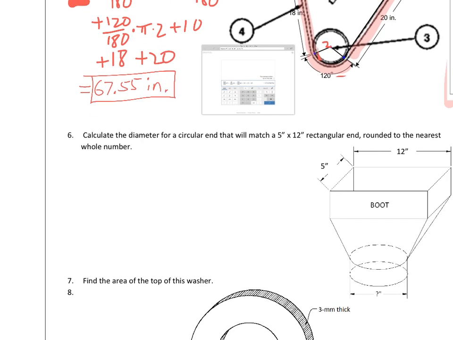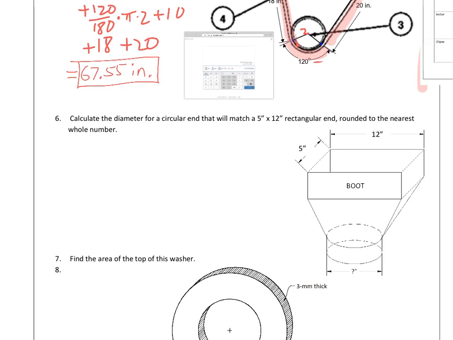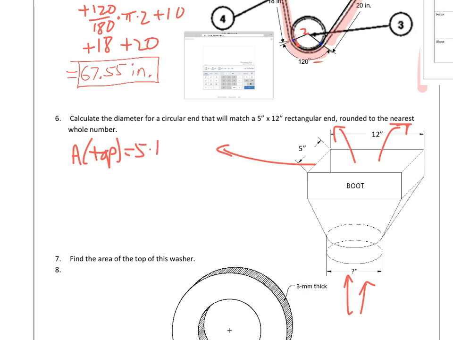All right, now we have one of these HVAC problems. Remember, we worked on these. Here the key is that the area of this rectangle here needs to be the area of this circle. So we have some airflow coming in here, and that air is coming out here. We want the areas to be the same so that the speed of the airflow is the same. All right. So the area at the top is pretty easy to find. That's 5 times 12, which is 60. And that's 60 square inches.